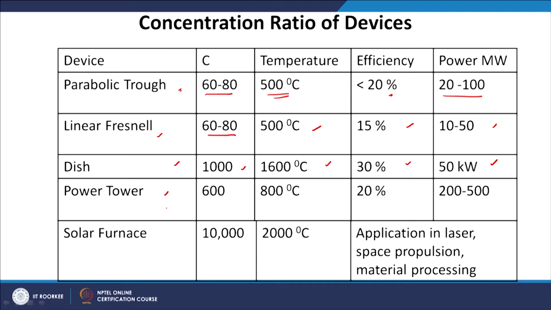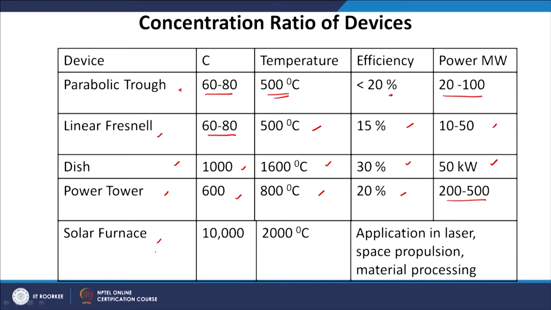The power tower, where we have a field of concentrators, has a concentration of the order of 600, temperature 800 degrees C, and efficiency around 20%. So, they are useful when we want to utilize them for large power projects. If you want to design a 200 to 500 megawatt power plant, these power tower concepts are very useful.